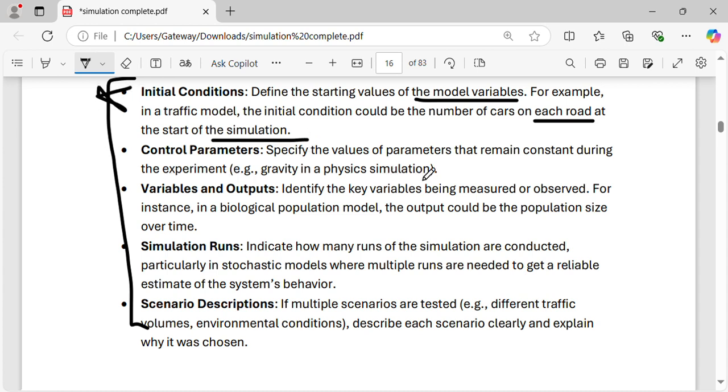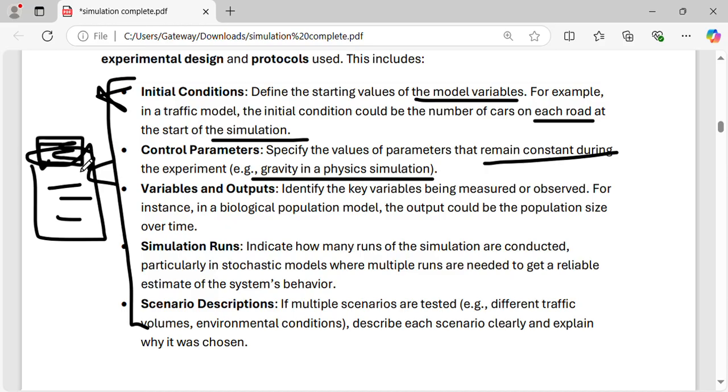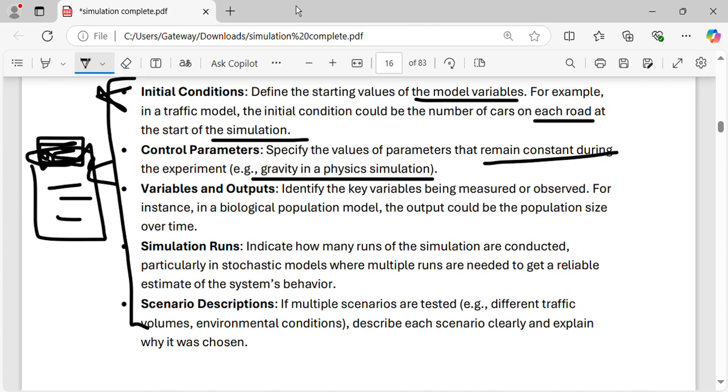Control parameters specify the values of parameters that remain constant during the experiment. Gravity in a physical simulation, for example. Or sometimes you also want to change the velocity or temperature or whatever. Variables and outputs, this is an important example. When we do some experiment in a jar, like we made some model of chemistry, and they put the cover on, then the temperature is going to be constant over the whole experiment. So that could be a control parameter. Variables and outputs identify the key variables. In a biological population model, the output could be the population size over time.